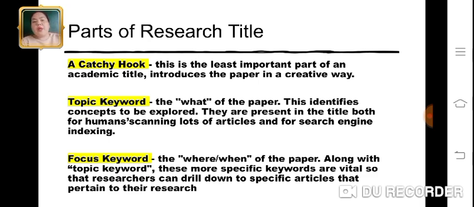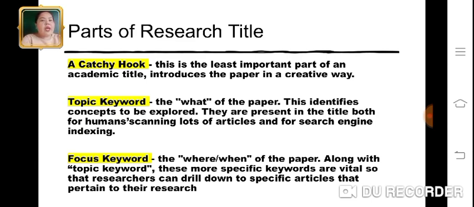Number 2, a topic keyword. The what of the paper. This identifies the concept to be explored. They are present in the title both for human scanning lots of articles and for search engine indexing. So, like for example, magsa-search ka, 'di ba?